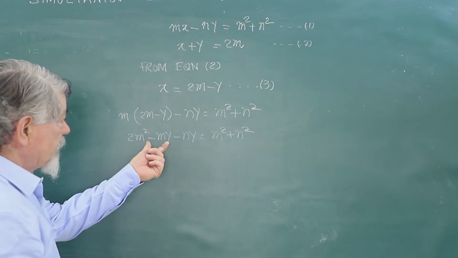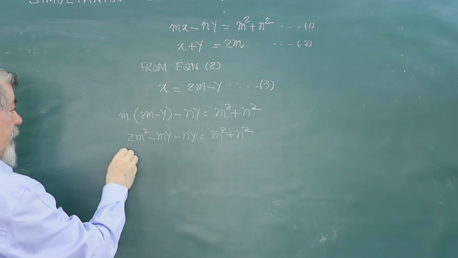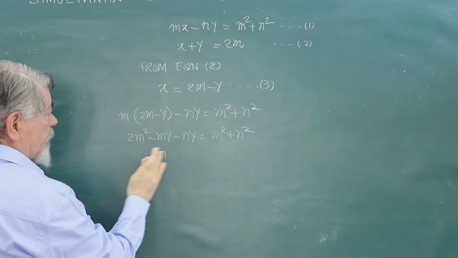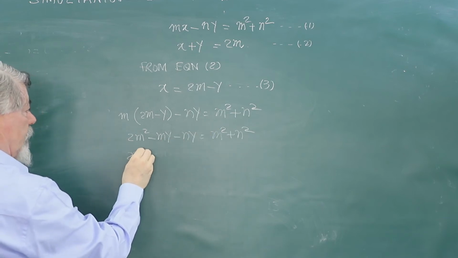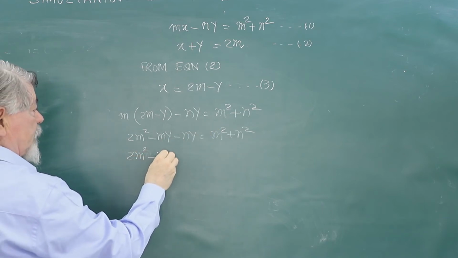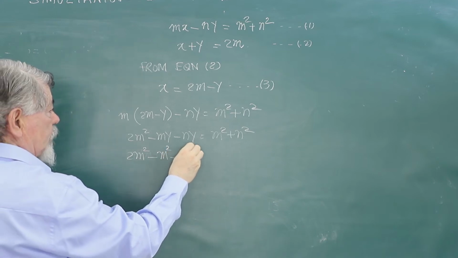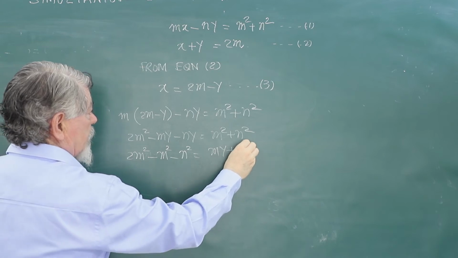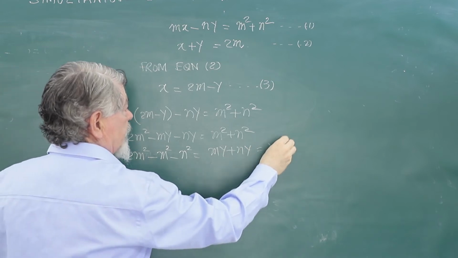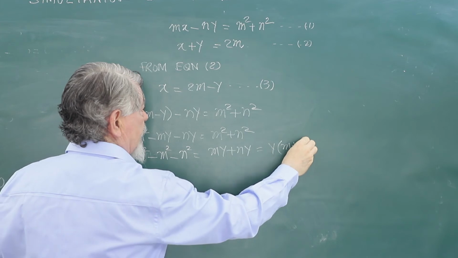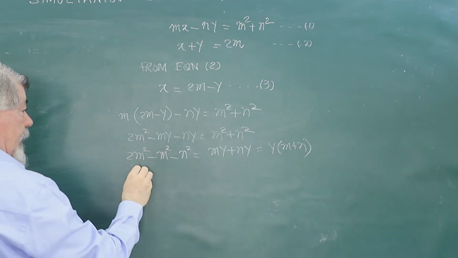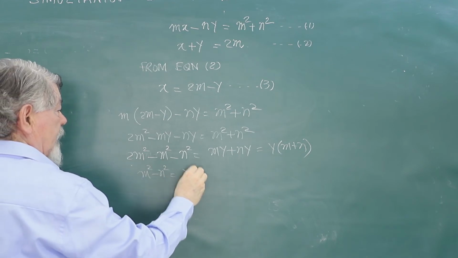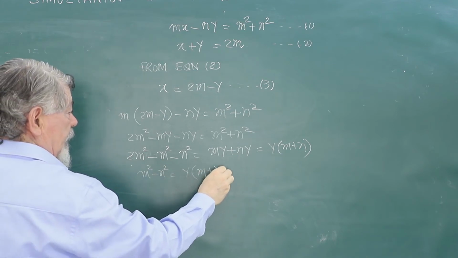Now this my minus ny, if I take minus y common, I get m plus n. Or let me transfer them to that side: 2m square minus m square minus n square is equal to my plus ny. So I took y common, I am left with m plus n. Here it is m square minus n square is equal to y into (m plus n).